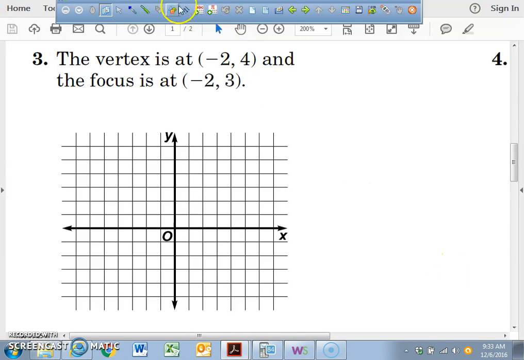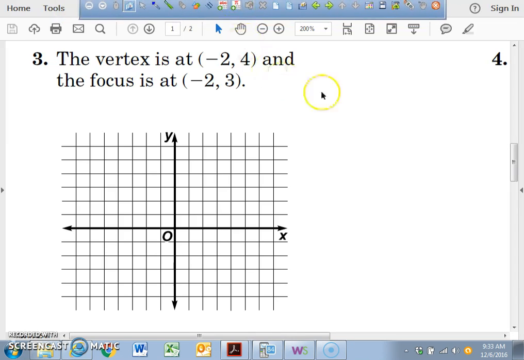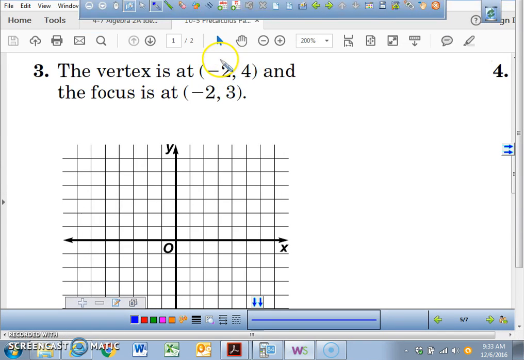All right, we're continuing talking about parabolas. This is chapter 10, section 5. For number 3, they've given us two pieces of our parabola. One of them is the vertex, and one of them is the focus. You guys understand your vertex is the h and the k value.